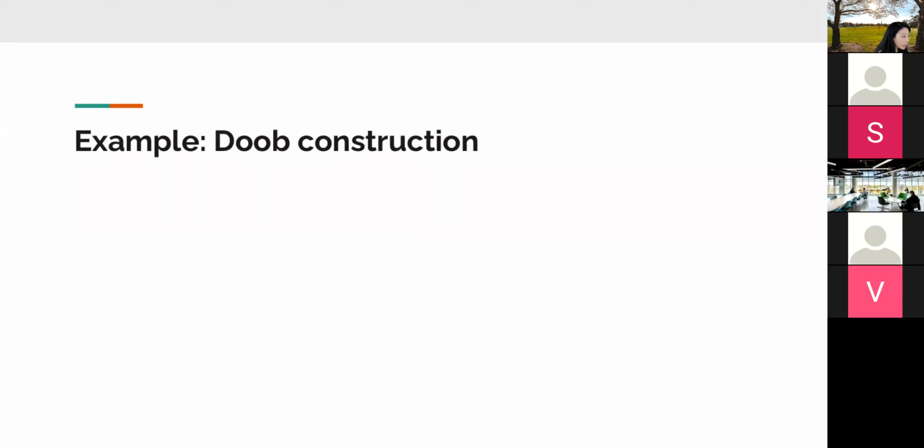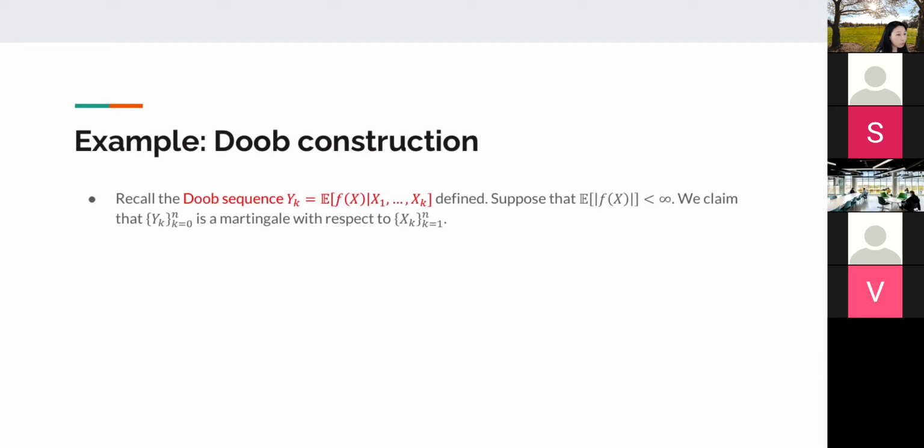Last time we've already seen a construction of a Doob martingale, and it's a very important class, so I wanted to show that again and show why it is a martingale. Recall that the Doob sequence is constructed this way: you have yk equal to the expectation of any function f(x), as long as its expectation is bounded, conditioned on the previous random variables x1 to xk. Similarly, yk minus 1 is conditioned on x1 to xk minus 1. Suppose that the expectation of these functions is bounded. We claim that this yk is a martingale with respect to xk, and this is indeed a Doob martingale.